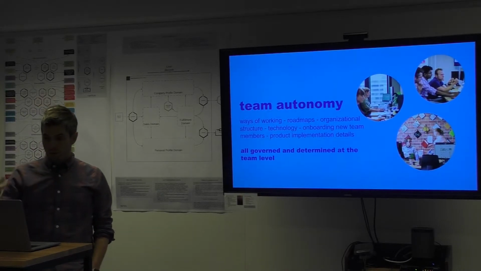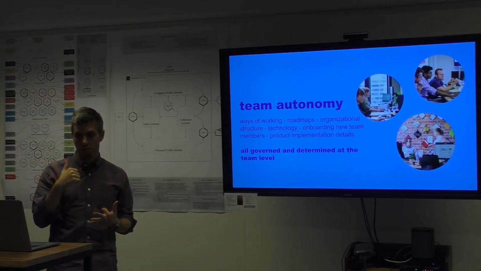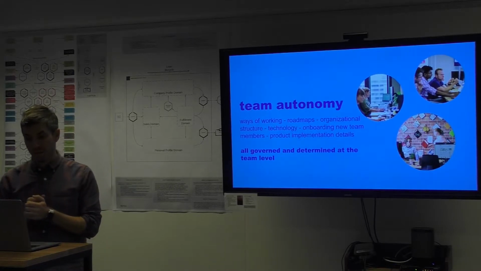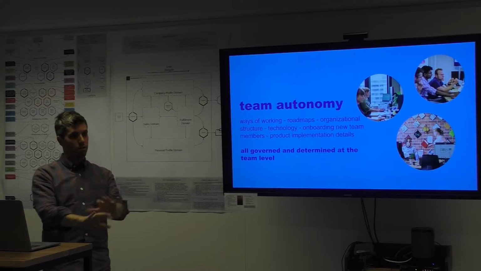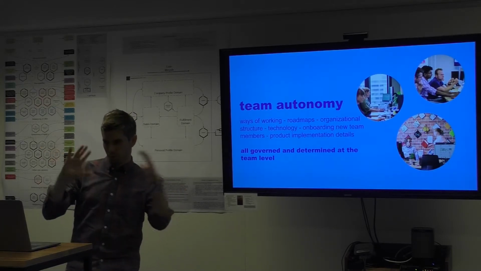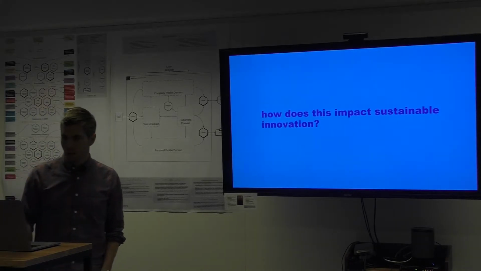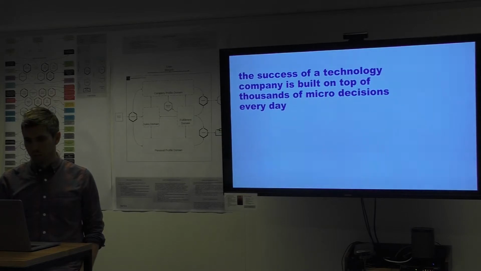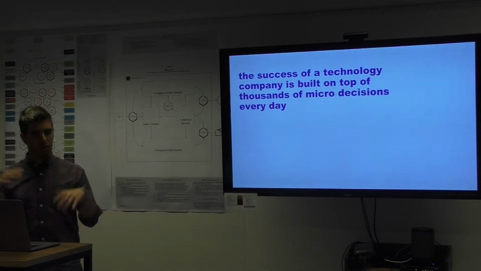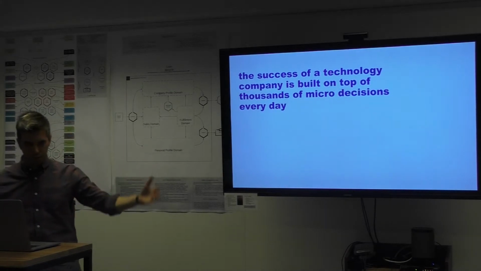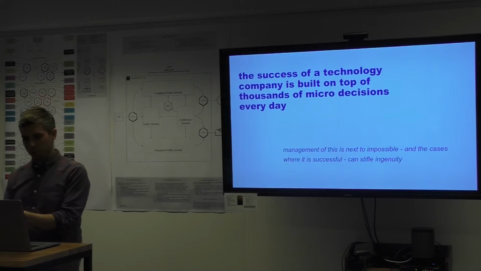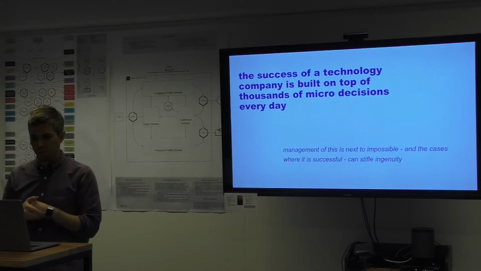Team autonomy at Bol.com shapes ways of working, roadmaps, even organizational structure at the micro scale, technology decisions, in certain cases even onboarding new team members, and definitely product implementation details, all of which are determined at the team level. Coming from some large companies in the US with more waterfall-type models, my initial reaction was, whoa, this is totally wild. So how does this impact sustainable innovation? From my experience in the industry, the success of a technology company is built upon thousands of micro decisions daily. Developers are literally writing epic novels that compile and run on machines, all collaborating all the time. There are tons of micro decisions being made, and managing that, especially at the scale of Bol.com, is really, really tough.